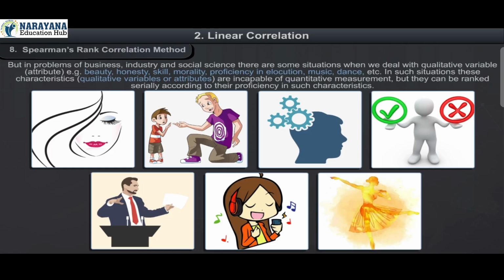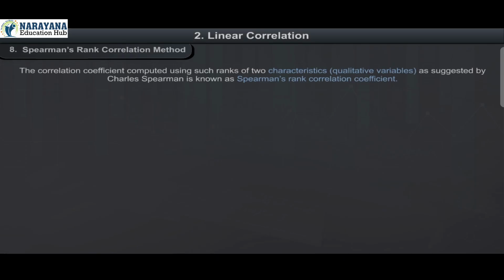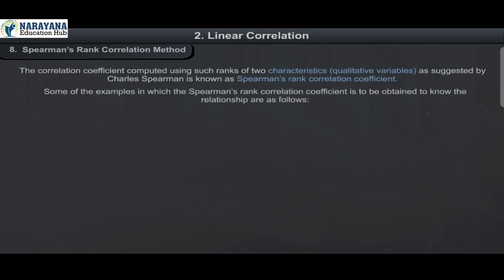In such situations, these characteristics, that is, qualitative variables or attributes, are incapable of quantitative measurement, but they can be arranged serially according to their proficiency in such characteristics. The correlation coefficient computed using such ranks of two characteristics, that is, qualitative variables, as suggested by Charles Spearman, is known as Spearman's rank correlation coefficient.